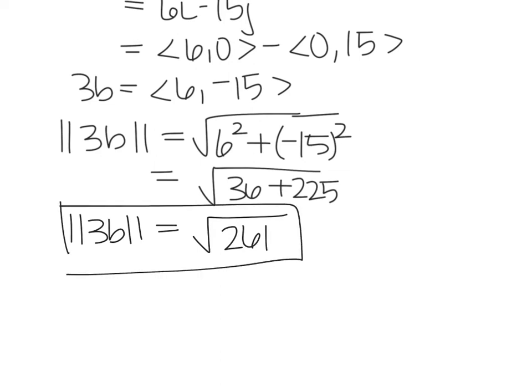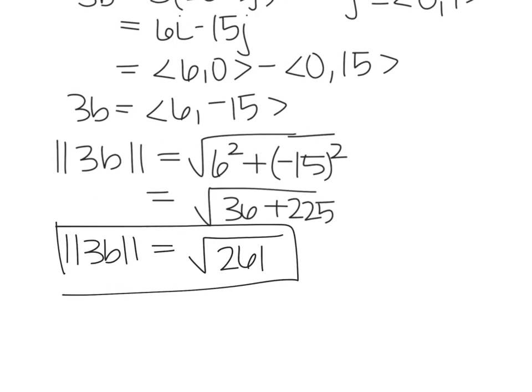You can simplify that magnitude if you want, because 9 does go into 261. So if you wanted, you could write it as 3 square root 29. So the magnitude of 3b does also equal 3 square root 29.